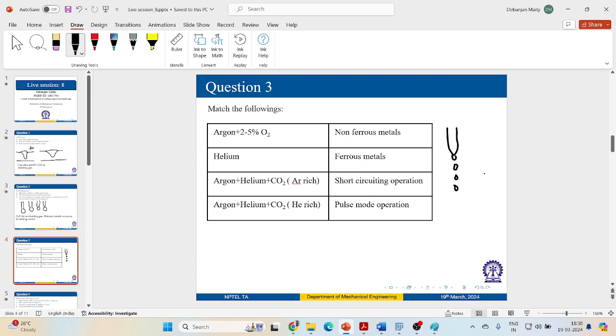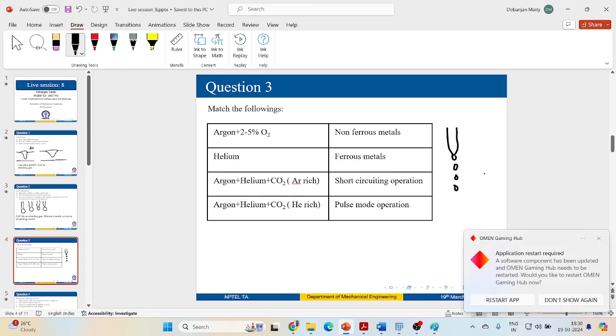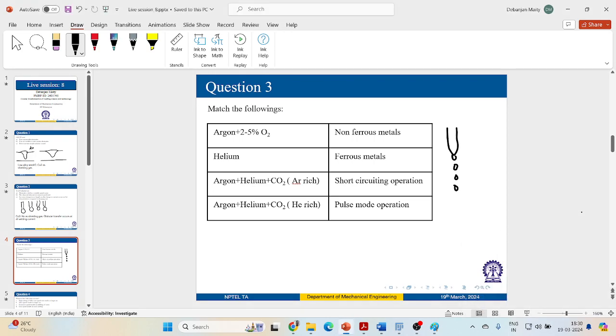Now, what does your critical current level depend upon? My critical current level depends on the material I am welding, or the size of the electrode, or the composition of the shielding gas, right? Those are the factors upon which my critical current level will depend, right?